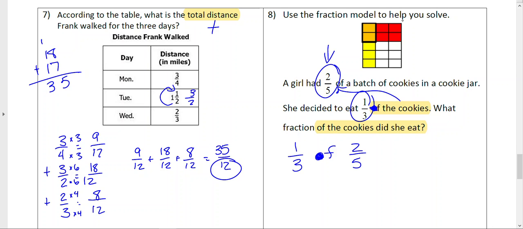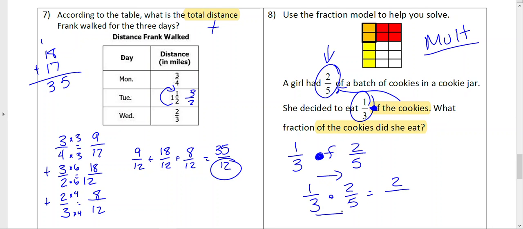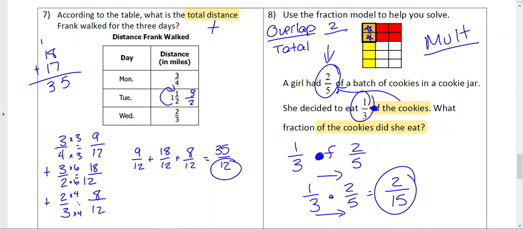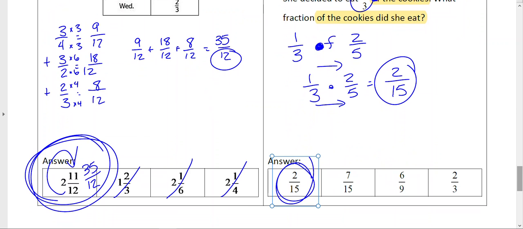You can also look at this model. When we model like this, it means multiplication, and they gave that away by giving you the model. So you can either solve it with multiplication: 1/3 times 2/5 would give you 1 times 2 is 2, and 3 times 5 is 15, so that would give you the answer of 2/15. Or you could look at the model and look at the overlap versus the total. The overlap, there are 2, and the total, there are 15. So I still get the same answer. It's just 2 different ways of solving it. And if I look down at the answer choices, the first one is 2/15.